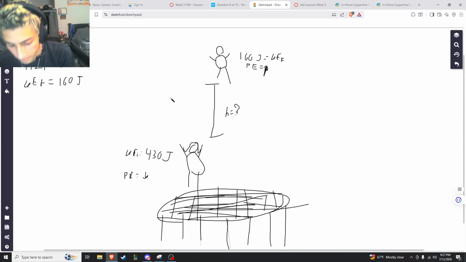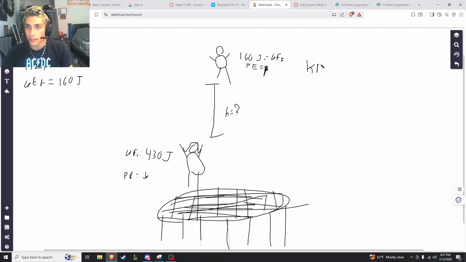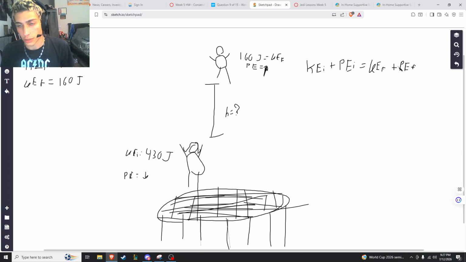Let's see here. We're going to be using the conservation of energy equation, which is initial kinetic energy plus, I'm sorry, initial potential energy equals final kinetic energy plus final potential energy. And we're doing this since no mechanical energy was lost. And we're going to reshape this formula into something we're going to use for what we have, which is initial kinetic energy and final kinetic energy.